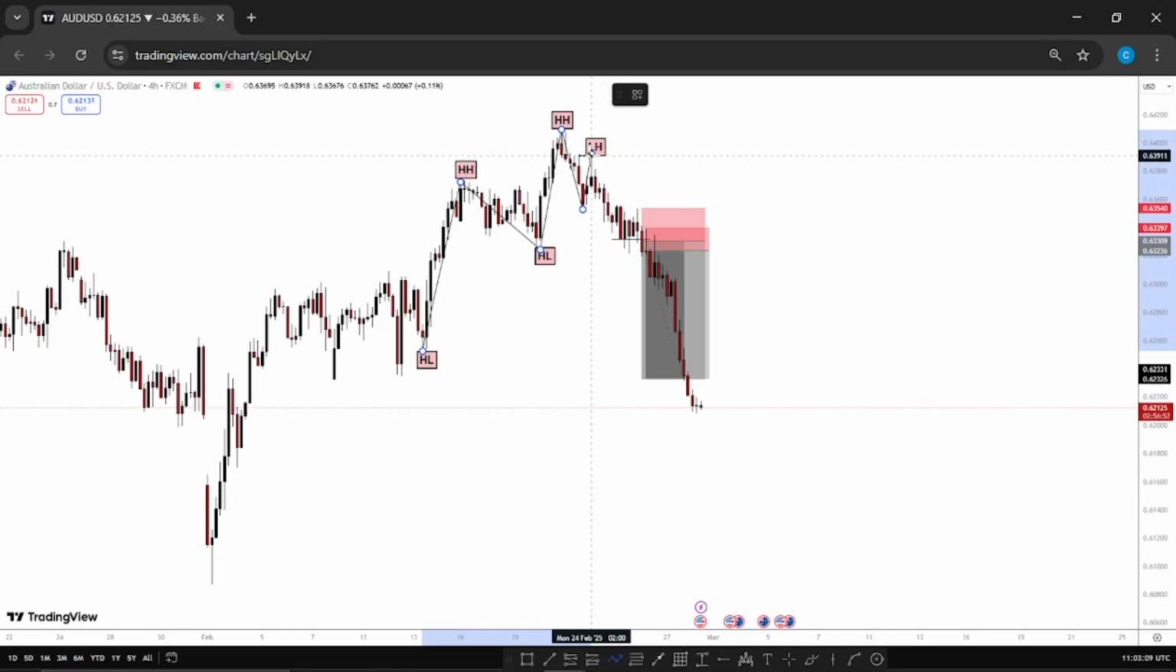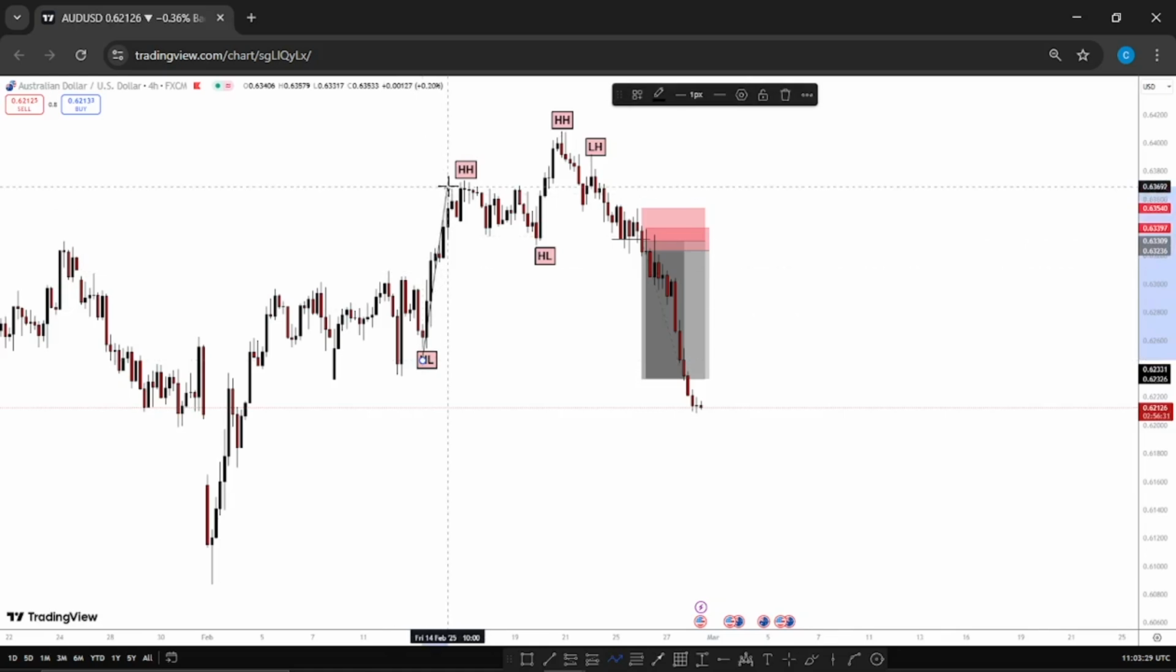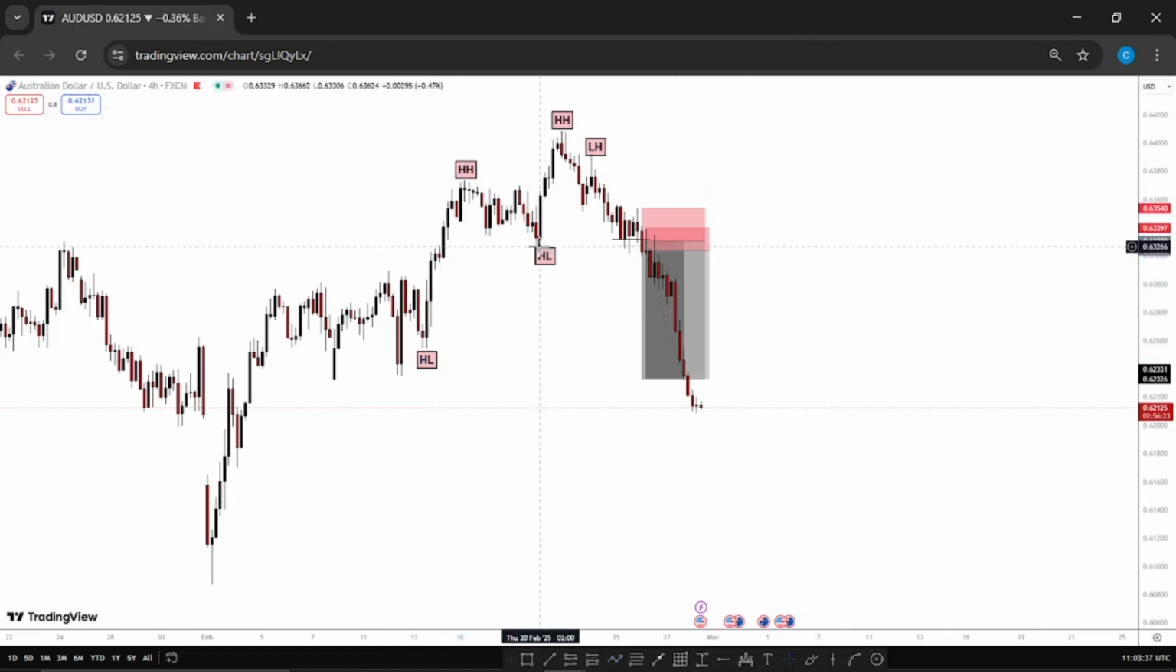Yeah, good. So now after we've identified our market structures, what do we realize? You realize that price shifted from bullish market structure, by creating these higher highs and higher lows, to bearish market structure by breaking below this higher low and by forming a new lower high. So now price has shifted from bullish market structure to bearish market structure. So after we've identified our market structures, what was the next thing we did?